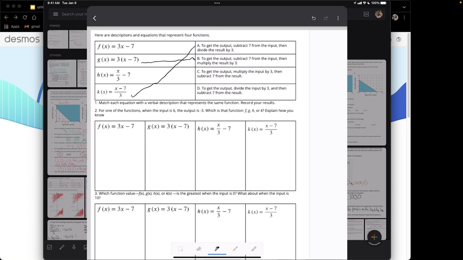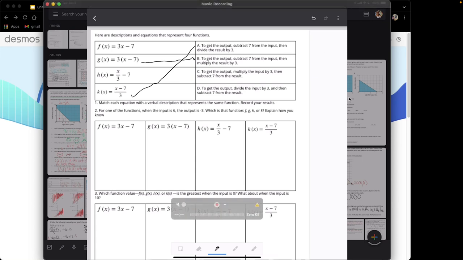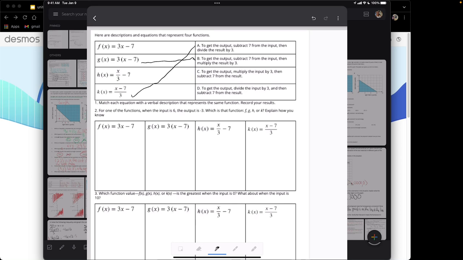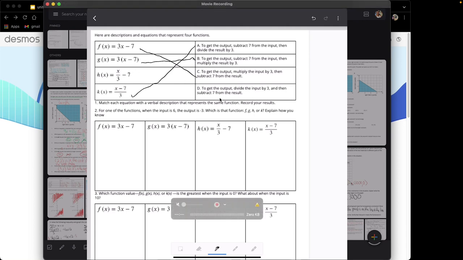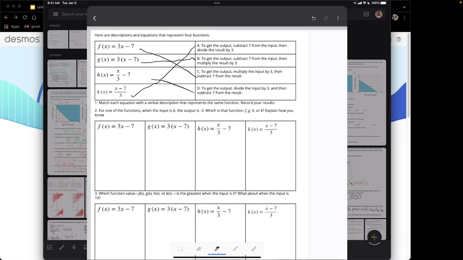Okay. We have 2 left. To get the output, multiply the input by 3, then subtract 7. So multiply by 3 first, then subtract 7. That one is going to match up with F. I would multiply by 3 and then subtract 7. And then by process of elimination, D has to match up with H. To get the output, divide the input by 3, then subtract 7 from the result. So D has to match up with H. So that is number 1. We did the matching.